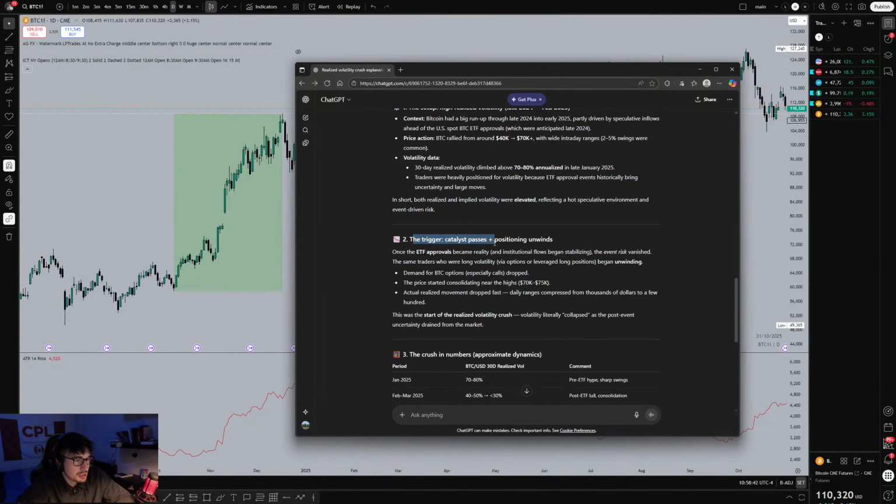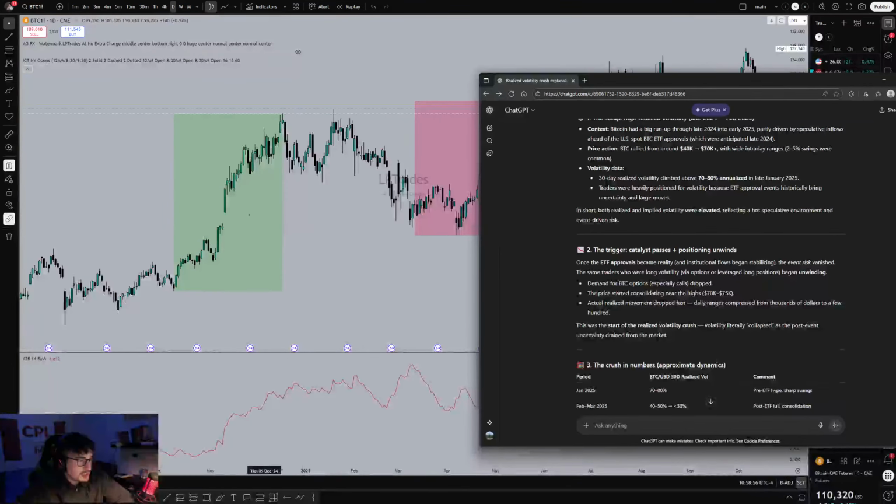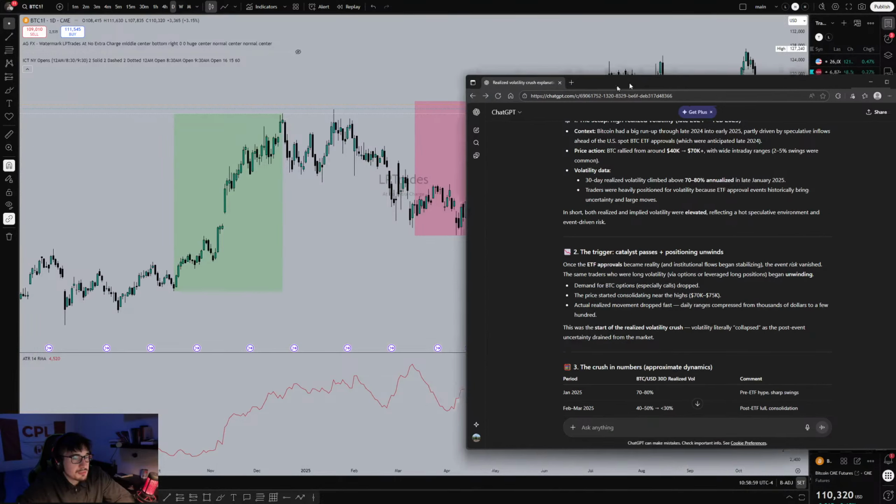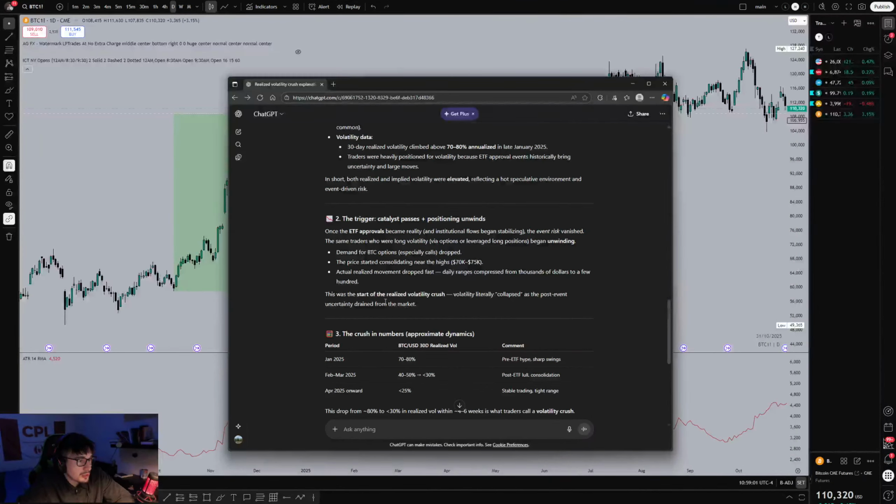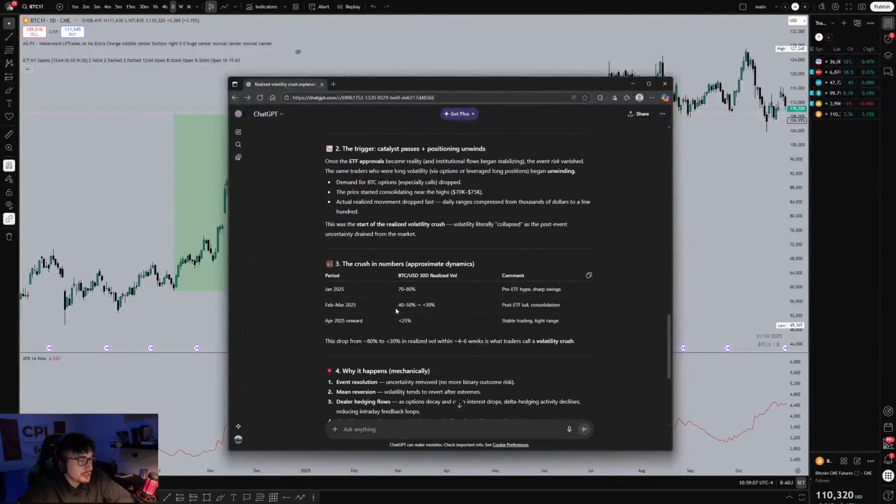And then the trigger: people started unwinding their options. Demand for Bitcoin options dropped, and we started consolidating and being very calm. The actual realized movement dropped fast, as I showed you in the ATR. You can see how it was like 5,000 and it dropped to 3,000. This was the start of the realized volatility crush, a volatility collapse as post-event uncertainty drained from the market.